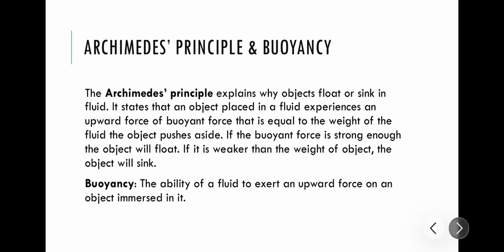The Archimedes principle explains why objects float or sink in a fluid. It states that an object placed in a fluid experiences an upward buoyant force that is equal to the weight of the fluid that the object pushes aside. If the buoyant force is strong enough, the object will float. If it is weaker than the weight of the object, it will sink. Buoyancy: the ability of a fluid to exert an upward force on an object immersed in it.